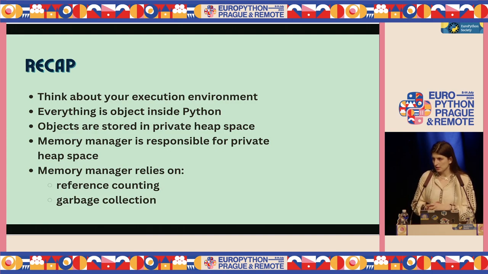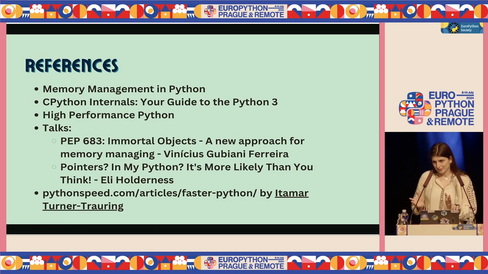Remember that everything is an object inside Python, so even if you have obsolete code that you think you're never going to use, it will not consume my memory, it will consume your memory, at least RAM, because your function or class will be kept inside Python as an object. Objects are stored in the private heap, and who manages this private heap is the memory manager, a part of CPython that works as an abstract level that helps to manage memory. And basically, the memory manager relies on reference counting and the garbage collector to collect this data and free the memory.